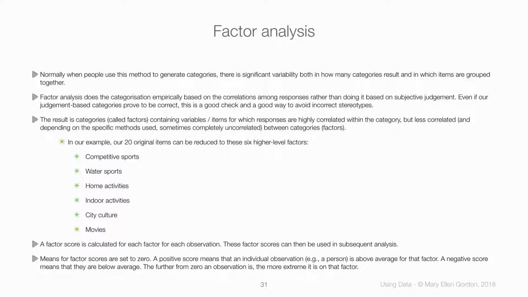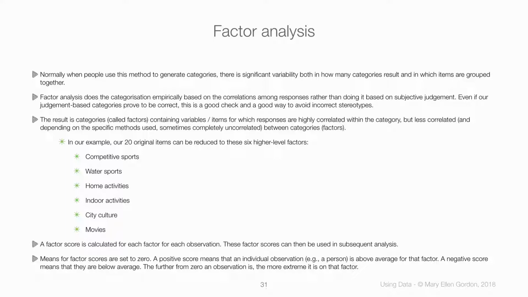Mean factor scores are always set to 0, and a positive score means that an individual observation, in this case a person, is above average on that factor, and a negative score means that they're below average. So, for example, if you've got a positive score on competitive sports, it means that you find competitive sports appealing. If you've got a negative score on water sports, that means that compared to the average person, you're less interested in water sports. The further an observation is from 0, the more extreme it is on that factor.